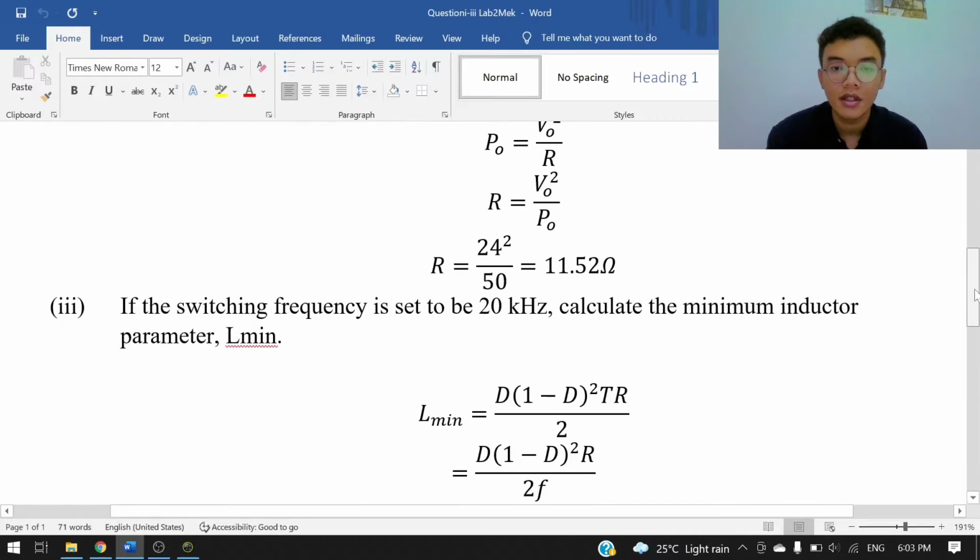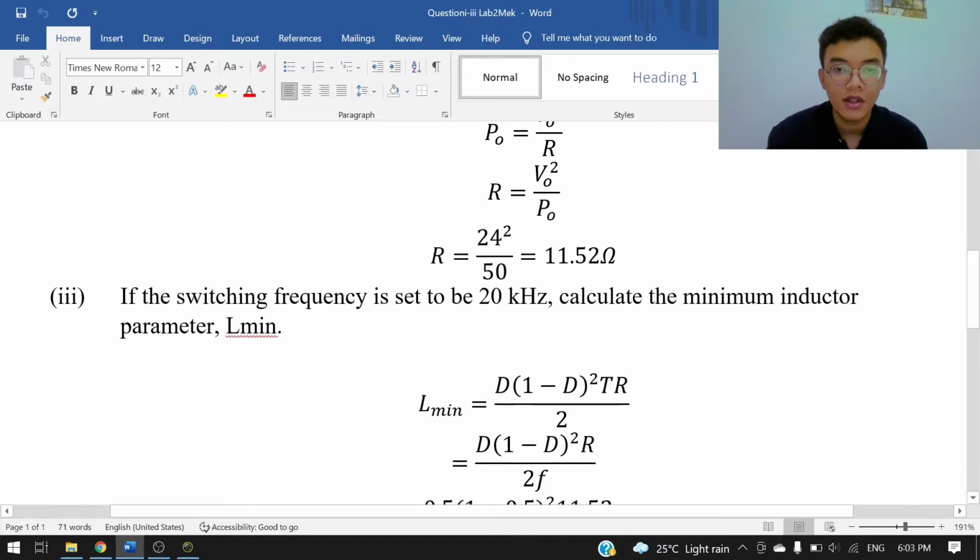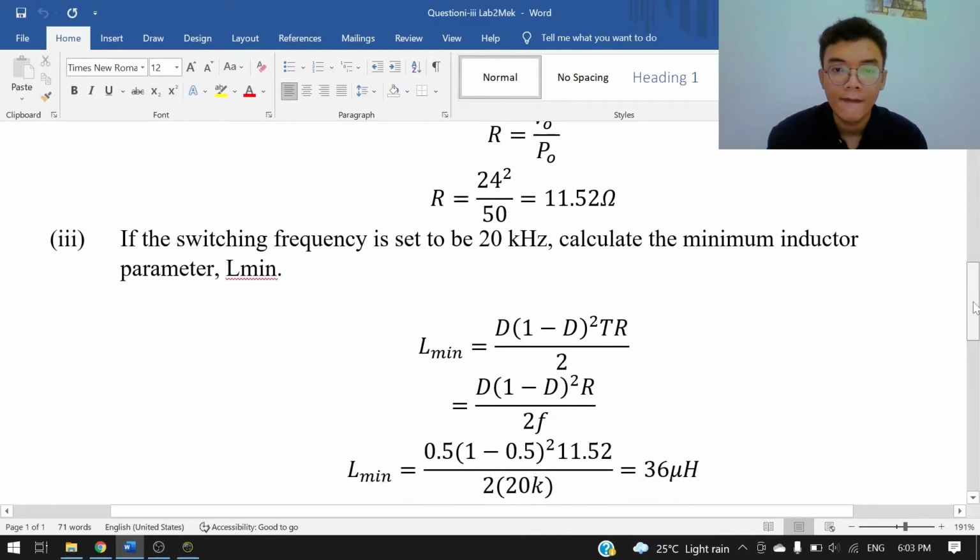So we write it down again: L equals (1 minus D) squared times resistance R, divided by 2 times frequency F. Just key in the information that was given. So L equals 0.5 times (1 minus 0.5) squared times 11.52 ohm, divided by 2 times 20k. After calculation, you get 36 microhenry. So that's all for me.